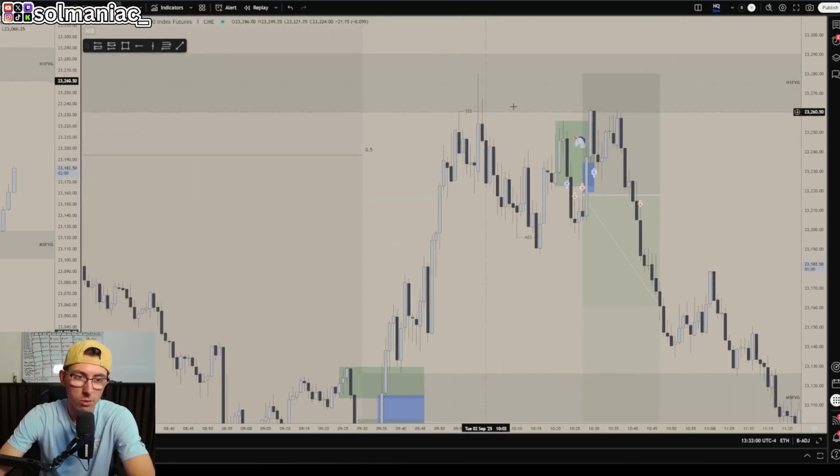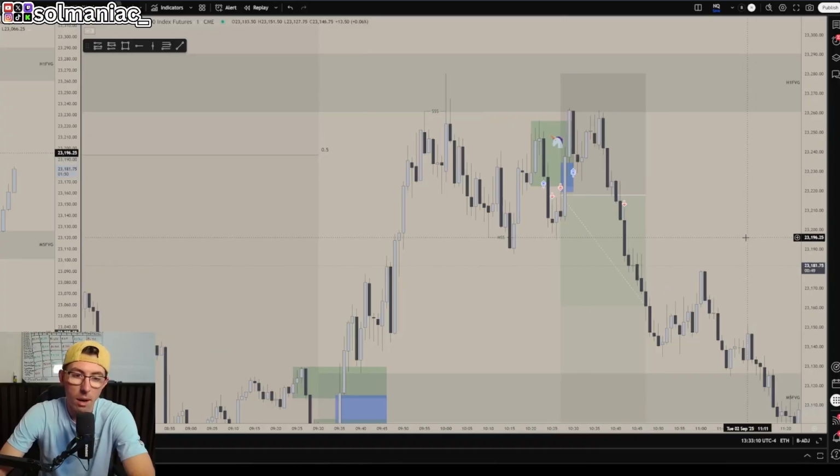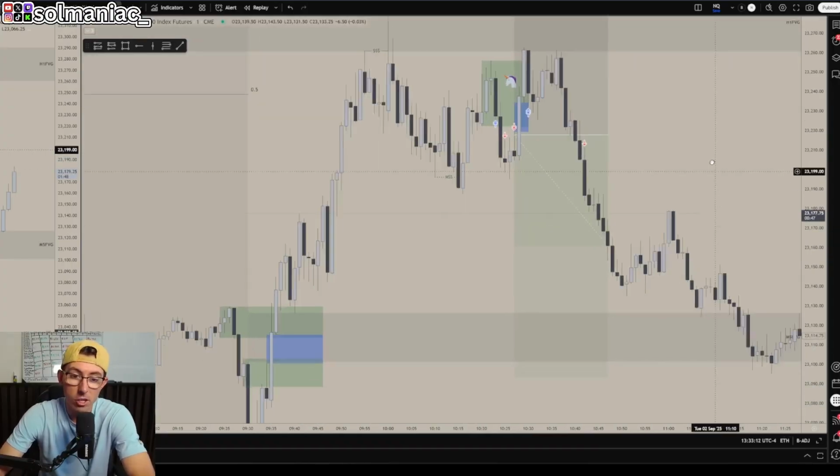Totally missed the liquidity sweep. And totally missed the fact that this unicorn didn't have a liquidity sweep and this unicorn didn't have a liquidity sweep. So I should have never taken those two longs. I should have only taken the short, and it should have been a winner.